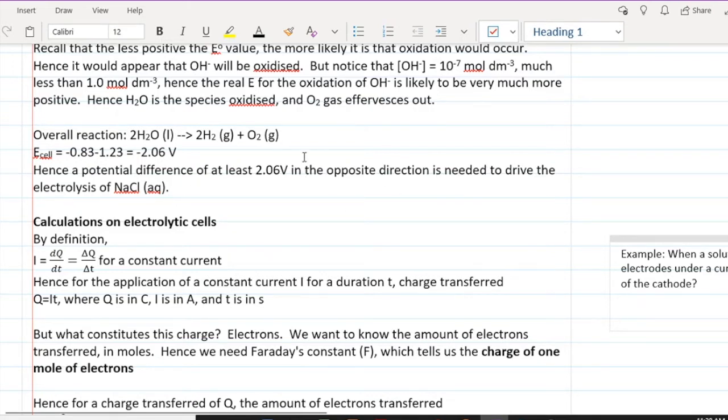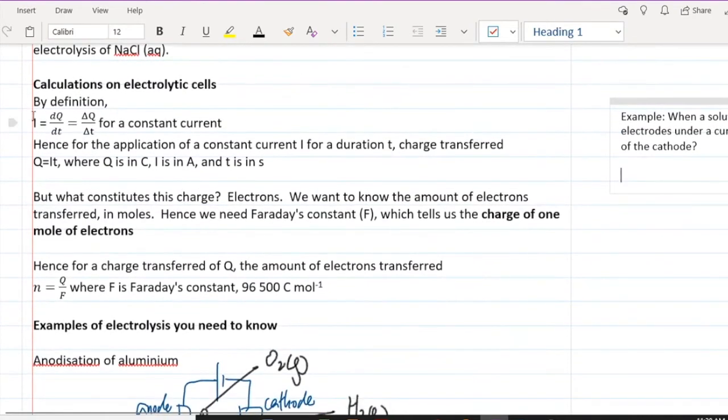So if you are given certain information, can we calculate to what extent the electrolysis occurs? Yes, we can, but I need to go back to the fundamental physics definitions. By definition, the current is defined as the rate of flow of electric charge with respect to time, and so you can write that I equals dq/dt. And for constant current, I also equals delta Q over delta T. Hence, for the application of a constant current I for a duration T, the charge transferred Q equals IT, where Q is in coulombs, I is in amperes, and T is in seconds.